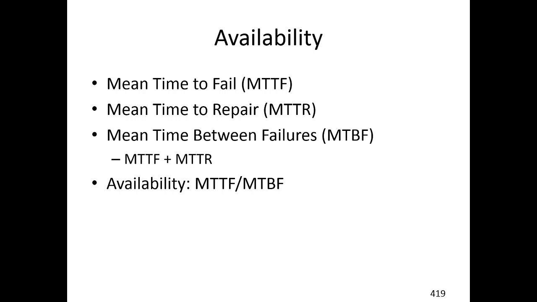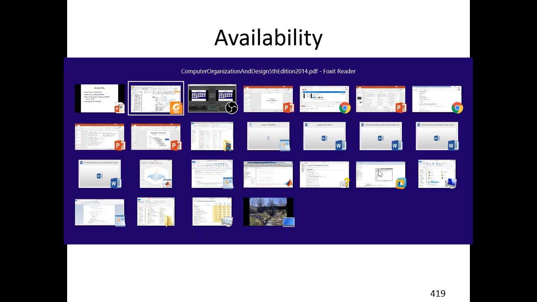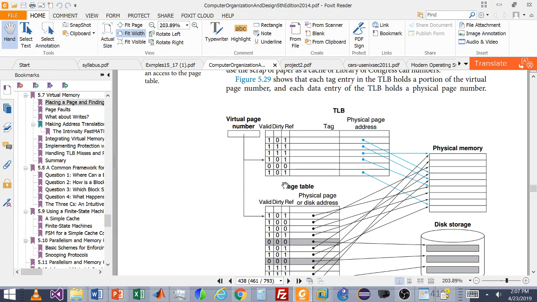This is introduced here, and if you take the course CS 5200 or 4200, you'll go far more into this. Basically they objectify this, and it becomes very important at large scale, like server farms, because you get what's called mean time to fail, mean time to repair, and mean time between failures. Mean time between failures is the sum of mean time to fail and mean time to repair, and availability is mean time to fail over mean time between failures.